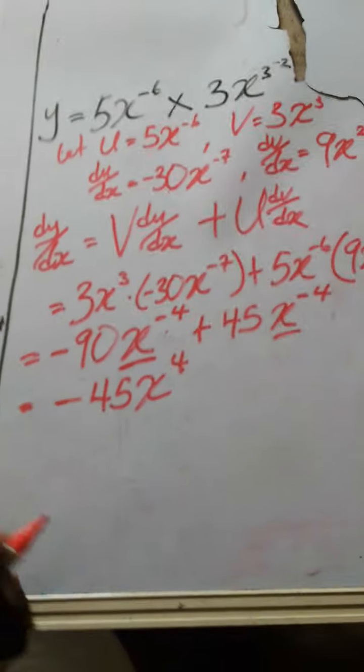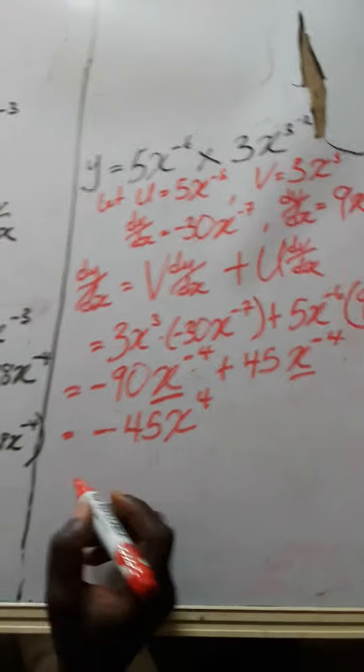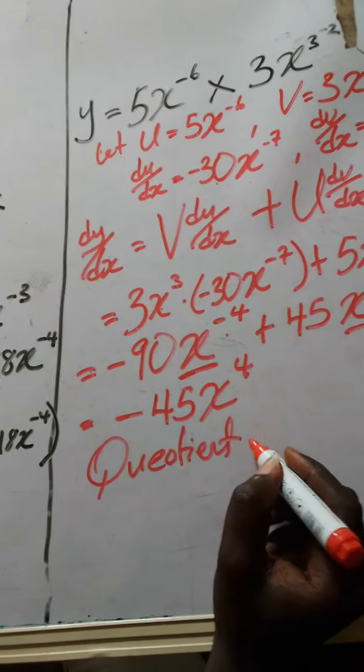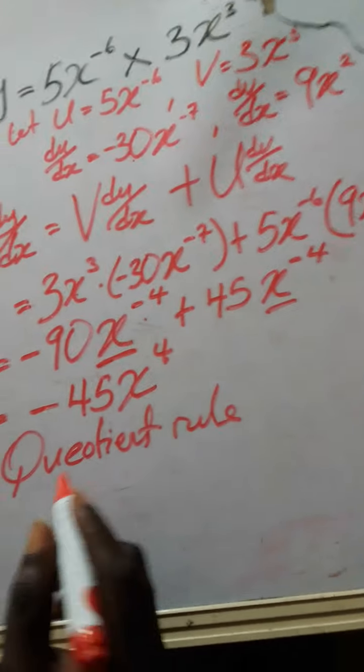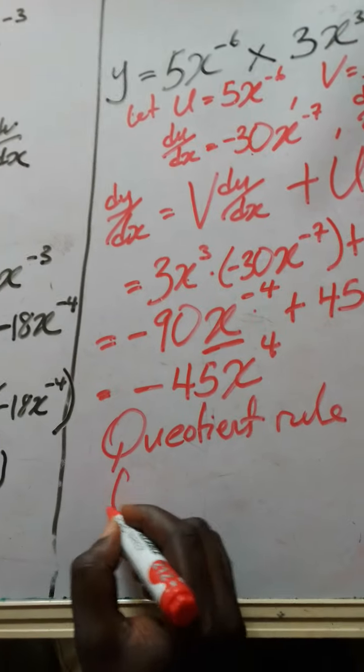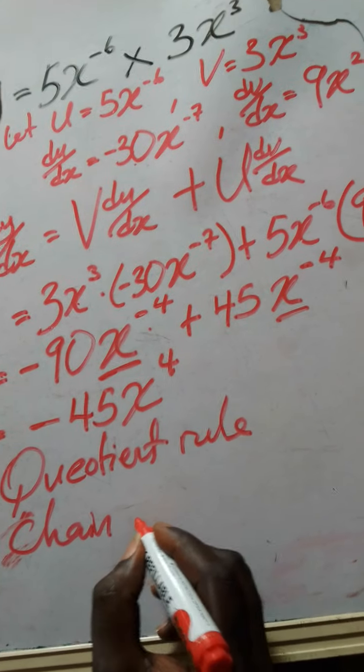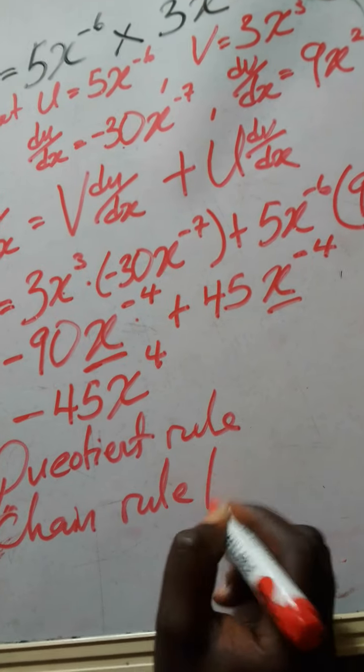So in our next class on differential calculus, we are going to do that of division, which we call the quotient rule, and also we have that of power and root, which is called the chain rule, and some call it function of a function.